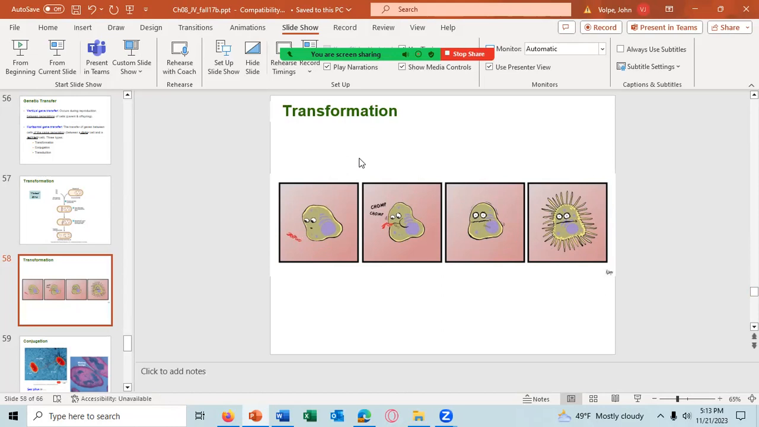Transformation is important for bacteria because if a cell wants to pick up a gene for antibiotic resistance, it is 10 times more likely to pick it up by transformation than it would be by spontaneous mutation.